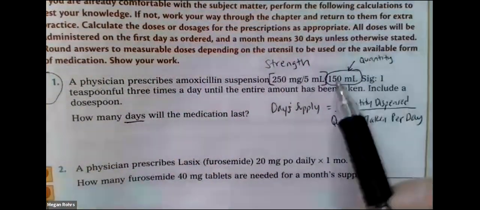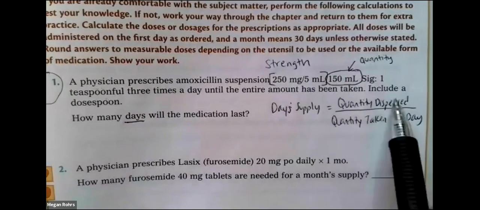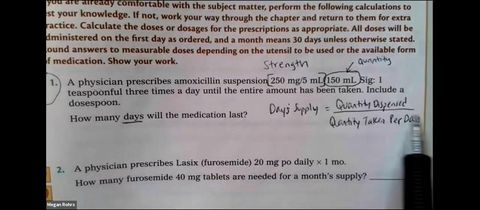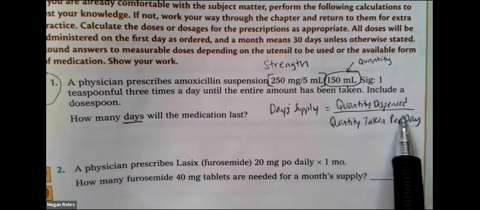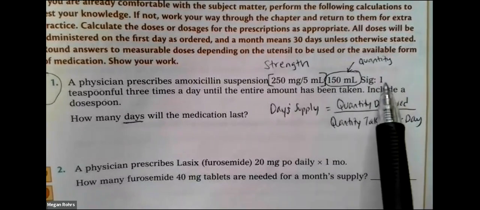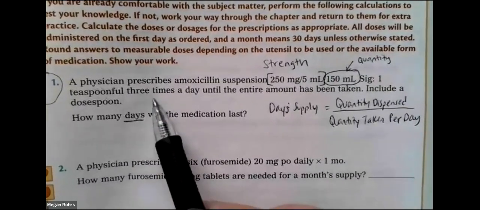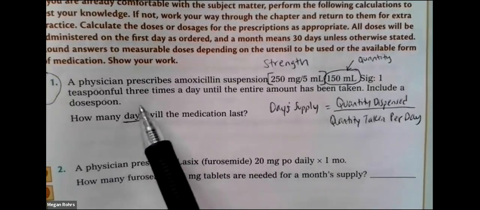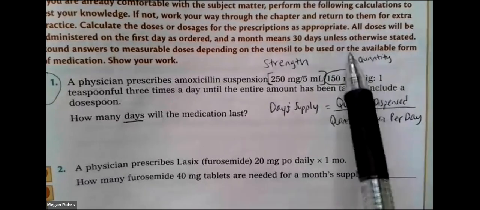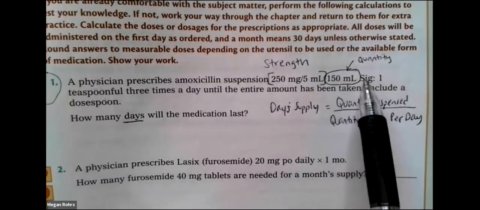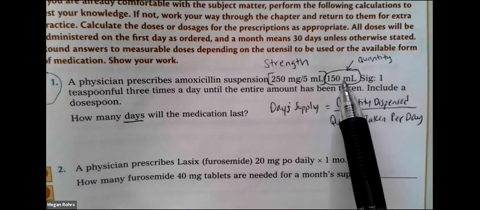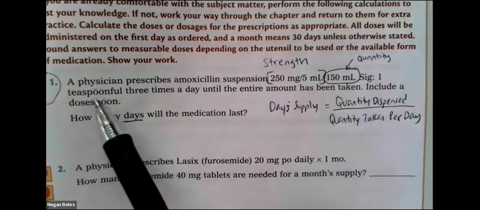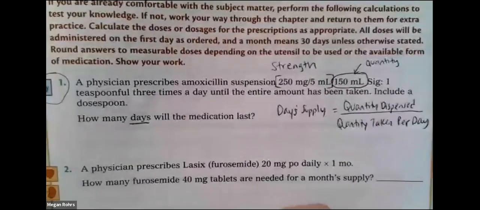Remember, we have the quantity that's being dispensed. We have this first numerator here. We need to figure out how much they are taking per day. They're taking 1 teaspoon 3 times a day, so in one day, they're taking 3 teaspoons. But we see that our quantity dispensed is in milliliters. It is not in teaspoons. So immediately we need to realize that we need to convert this teaspoon into milliliters.